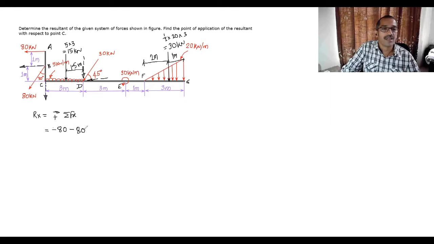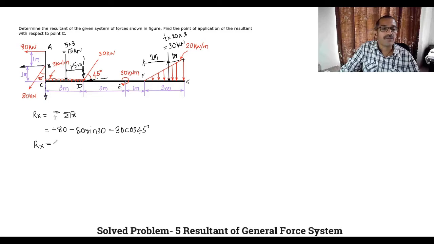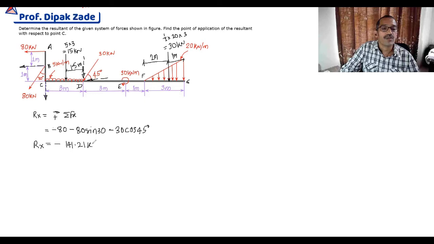Component of 80 leftward means minus 80. But is this sine or cos? Sine 30, because the inclination is with the vertical. So vertical component is cos, horizontal is sine. Then in the horizontal direction, the component of 30 is again leftward, minus 30. The angle is with the horizontal, so cos: minus 30 cos 45. Clear all terms? That means Rx is definitely negative. If we calculate, this comes out to be 141.21 kilonewton. Answer negative means the direction is leftward.